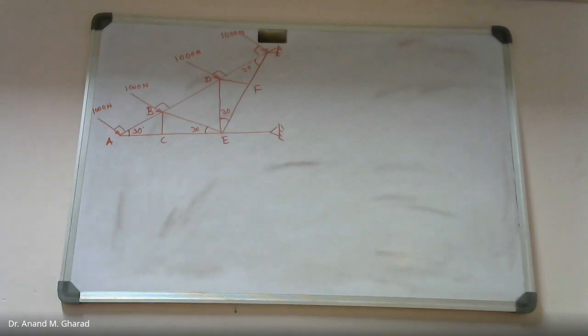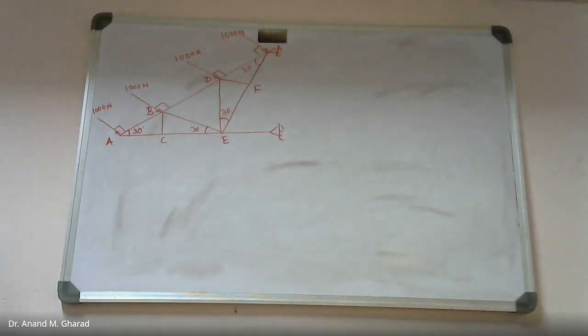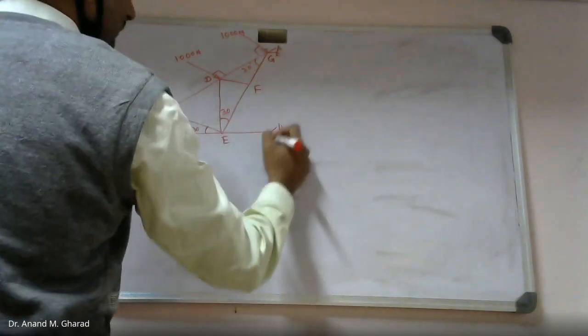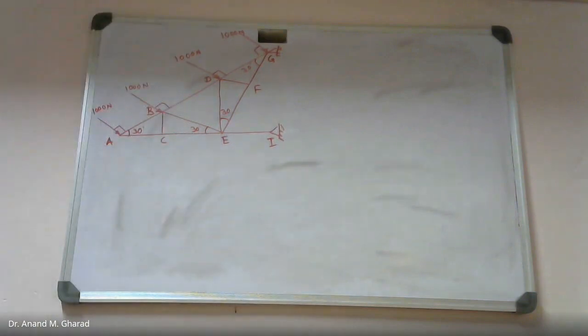Okay. So how will you proceed? If I wish to calculate the forces in each of these members, how to proceed? What is the first step? This is point G and I. Yes, please let me know how to proceed.